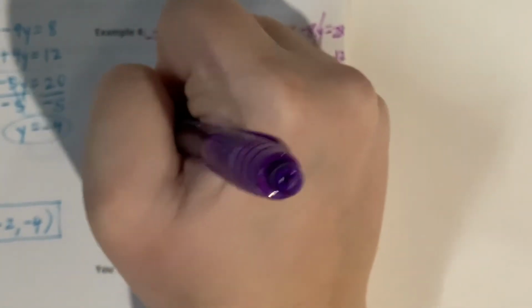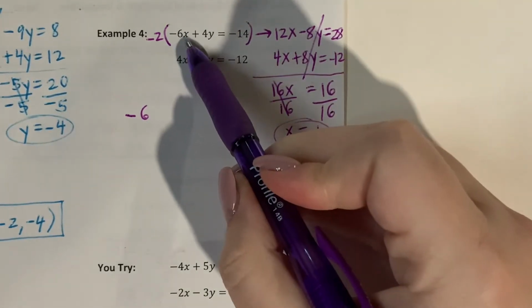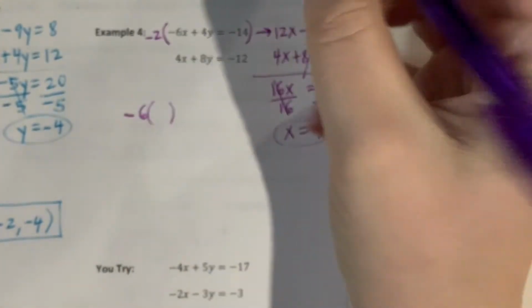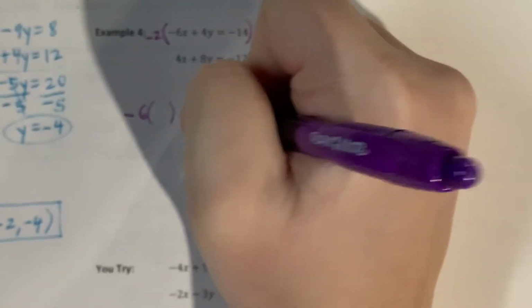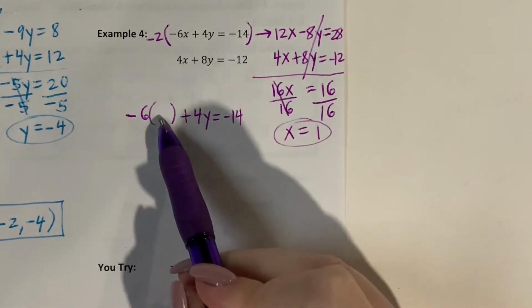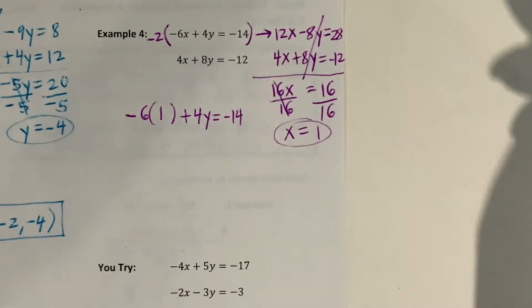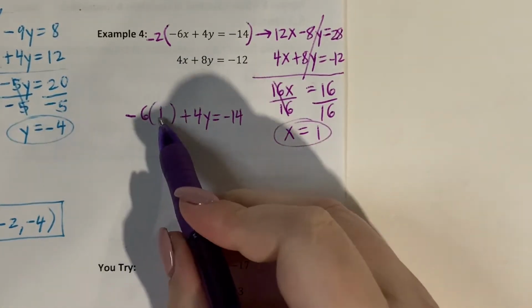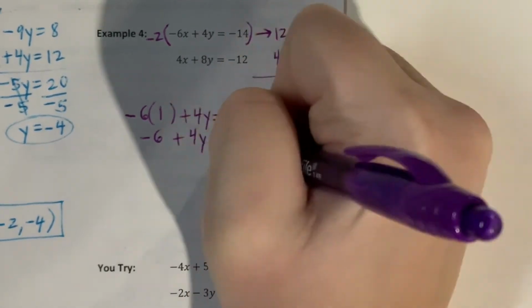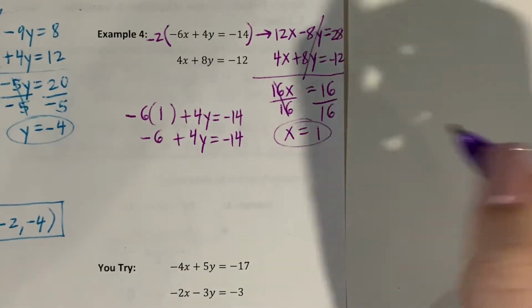So I have -6. Instead of writing the x, I'll put parentheses because I'm going to plug in what we found x to be. So -6 parentheses plus 4y equals -14. I know x is 1, so I can plug in 1. -6 times 1 gives me -6 plus 4y equals -14.